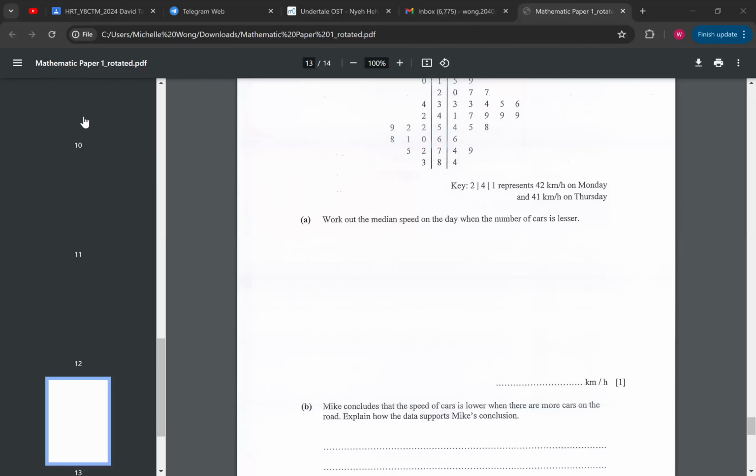For A, work out the median speed on the day when the number of cars is fewer. If you write down all of the things that I said, you'll get 60 and 59 as the middle numbers. Because there are two medians, we need to add and divide by 2. You get 119 over 2, and you get 59.5. So the median is 59.5 km per hour.